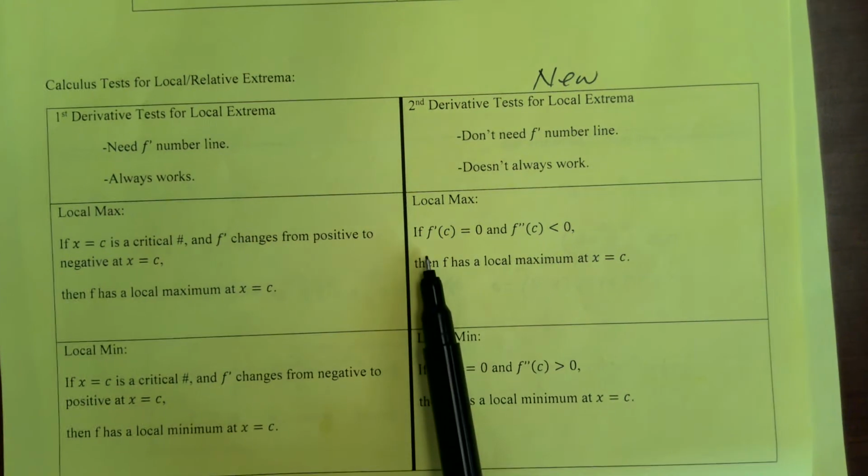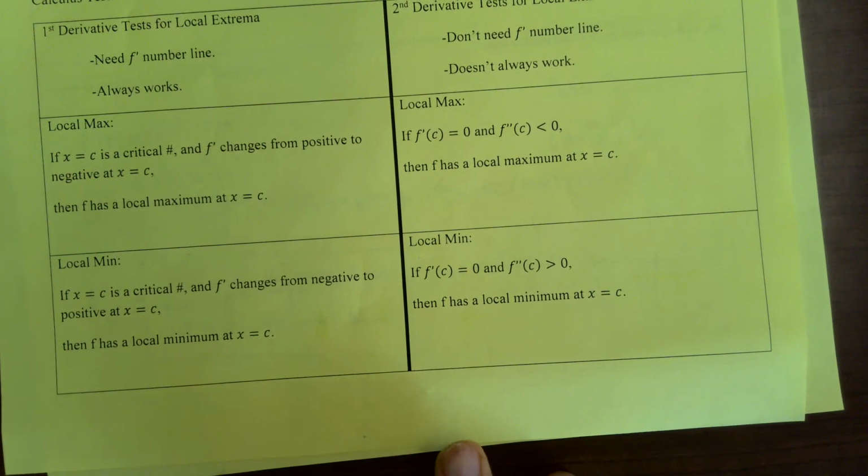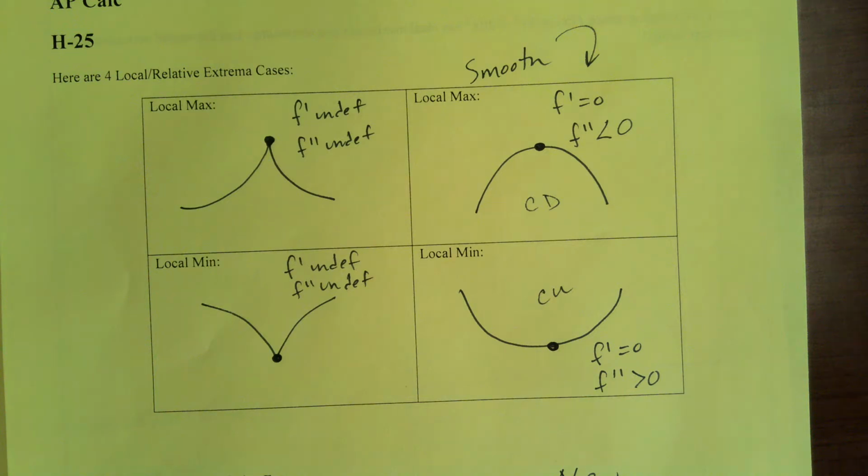And what it says is this: if f prime of c equals 0 and f double prime of c is less than 0, then f has a local max at x equals c. And then if f prime of c equals 0 and f double prime of c is greater than 0, then f has a local min. So it's basically stating what I did in these pictures.